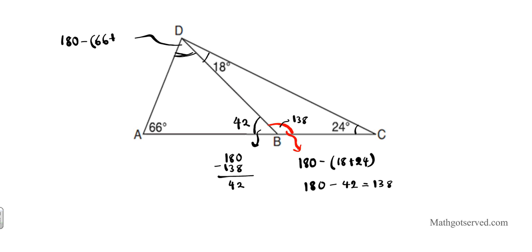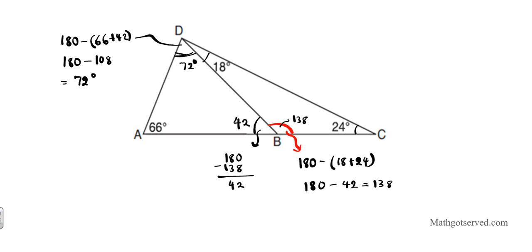plus 42. Okay, so that's 180 minus, if I add these two together, I get 108. 180 minus 108. If we subtract this, we'll get 72 degrees. Okay, all right, so this angle right here is 72 degrees.